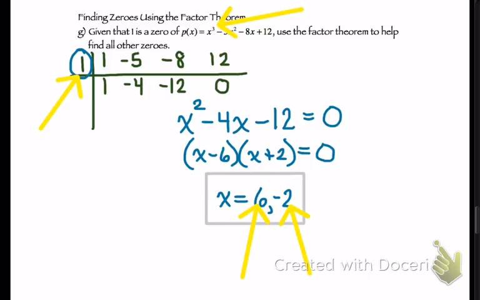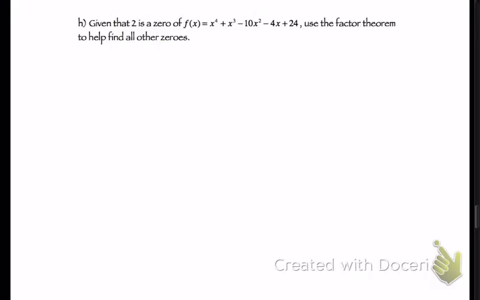So understanding, you're going to set up your synthetic division to get you down to something hopefully that you can factor to find the remaining zeros. Notice I asked you to find all other zeros. These would be the other zeros. You're already given the 1, so there are the other 2 that you need to find. Okay, let's try another one.